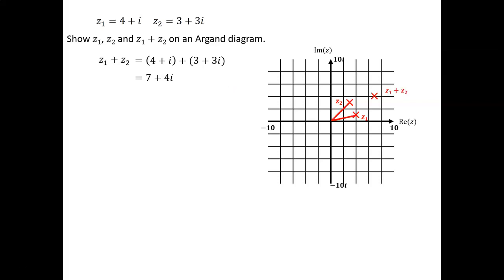Now, if I draw lines in, you might be able to see that the vector z1 plus z2 is effectively the diagonal of a parallelogram.